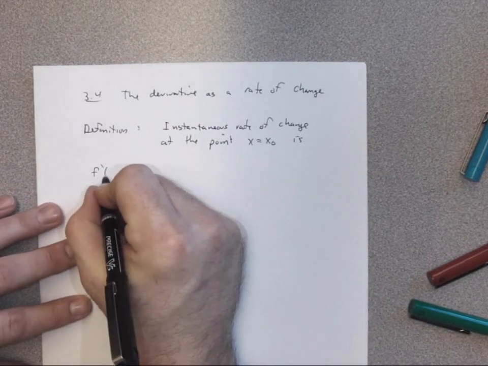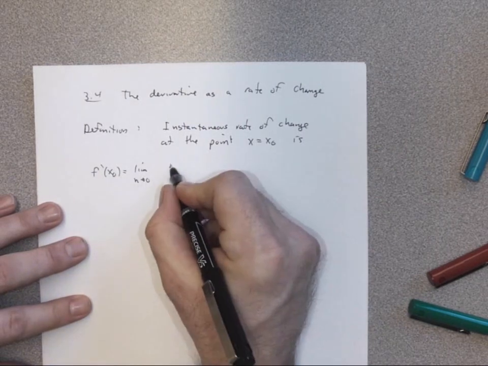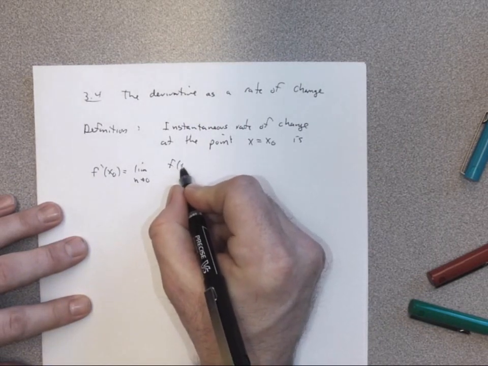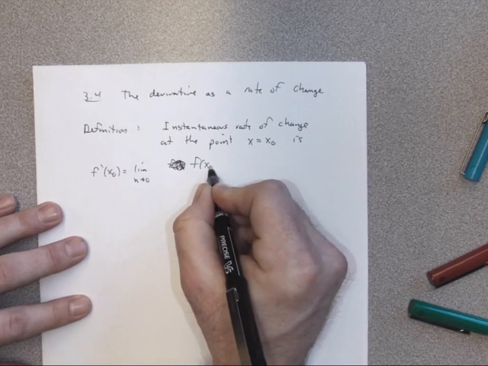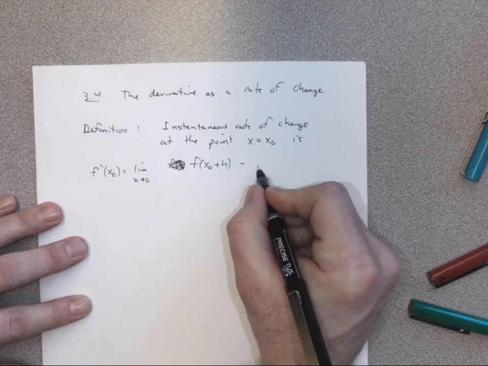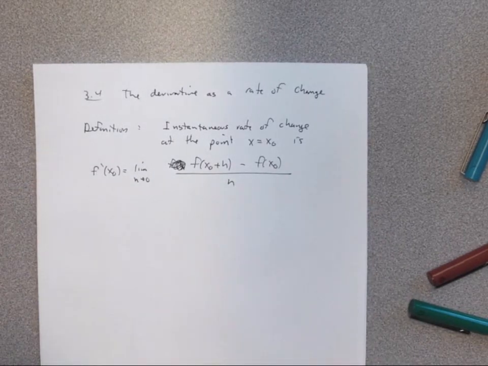So f prime of x naught is going to be equal to the limit as h approaches 0 of f of x naught plus h minus f of x naught all over h. So it's something that we've already been with, provided it exists.